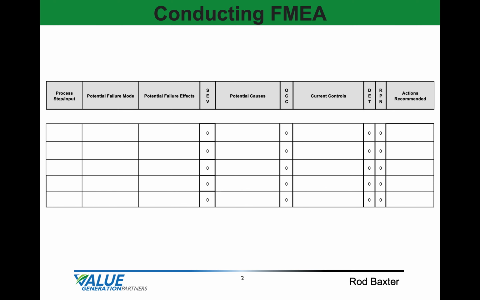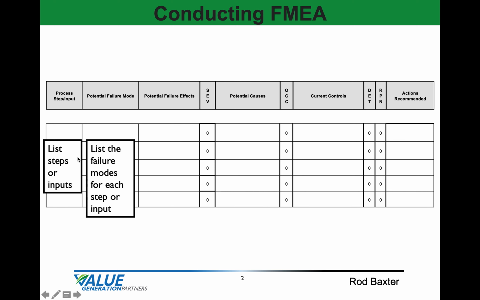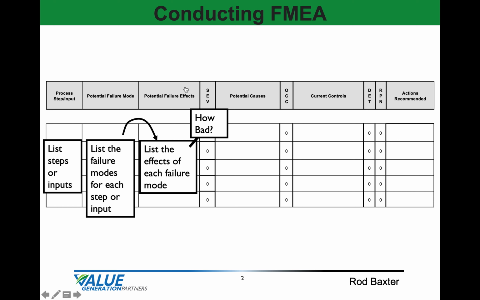Let's talk through the storyboard of conducting an FMEA. First, we'll list all of the steps or inputs to the process. We'll then list all of the potential failure modes for each step or input, and there may be more than one failure mode for each step or input. We'll list all of the potential failure effects based on each failure mode, and there may be multiple failure effects for each failure mode. We'll then give each failure mode a severity ranking, a 1 for the least severe, up through a 10 for the most severe.